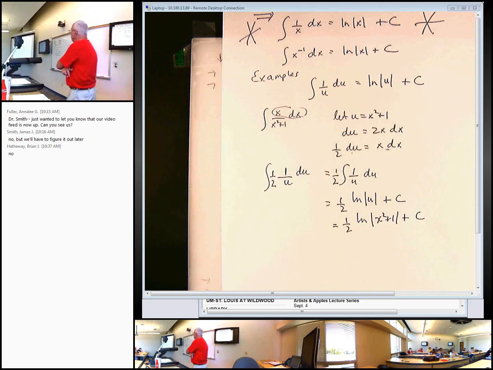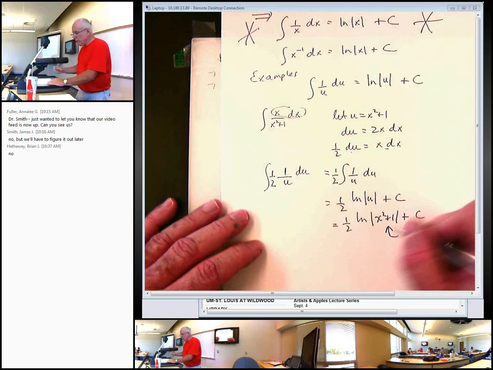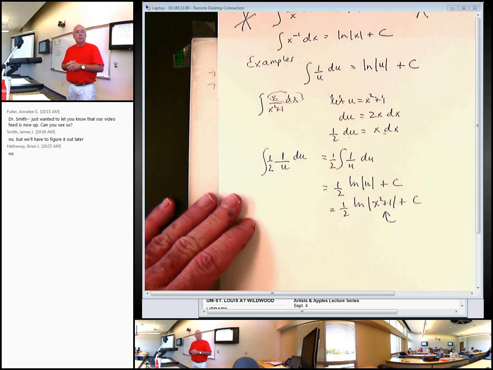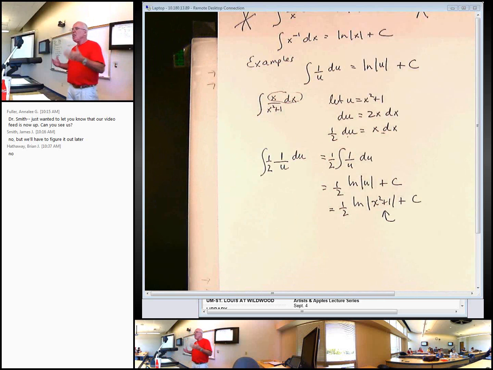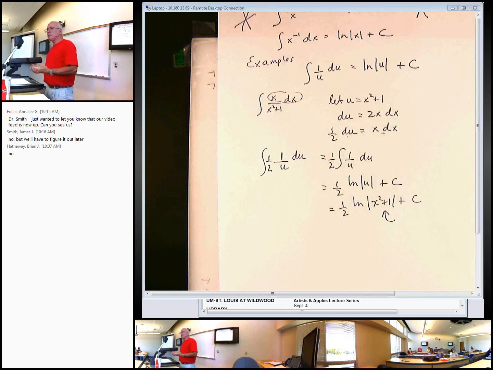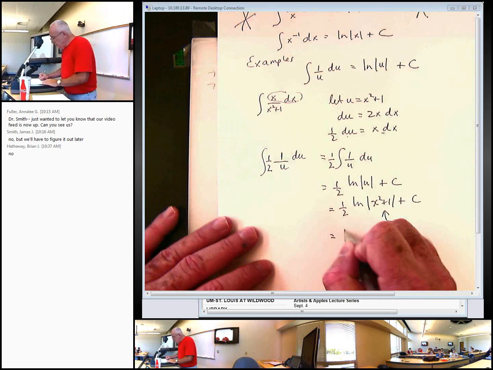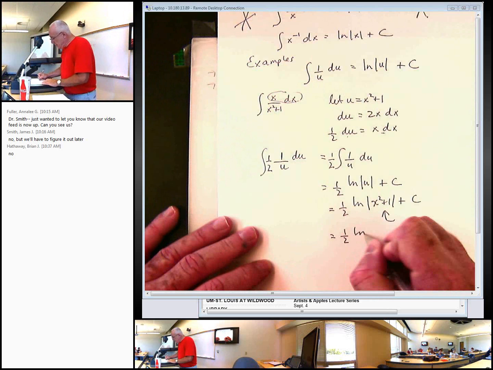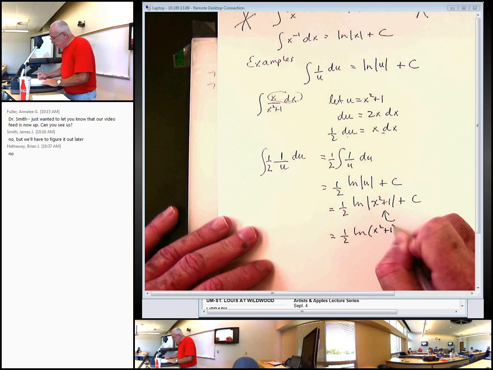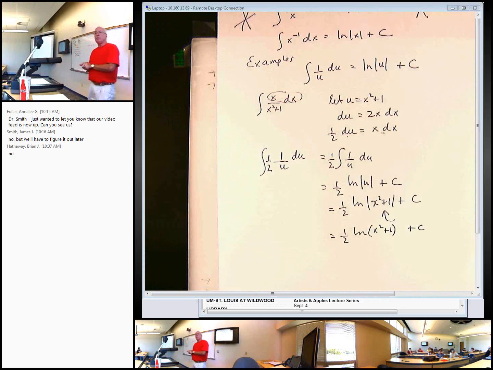A question for you guys is this. x squared plus 1, this expression that's right in here, is that expression ever going to be negative? With this particular expression, I don't need to keep the absolute value sign, so I can just write it as 1/2 and just use plain parentheses, ln of x squared plus 1.